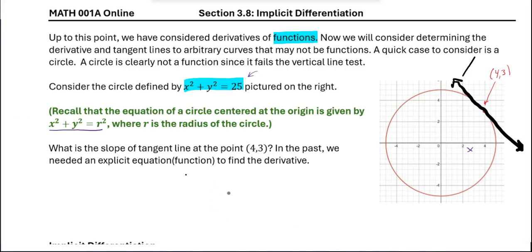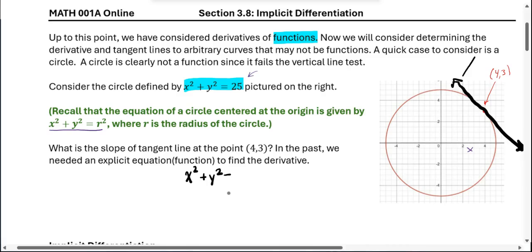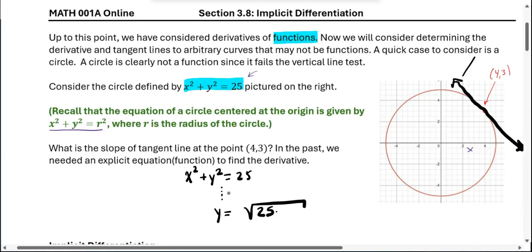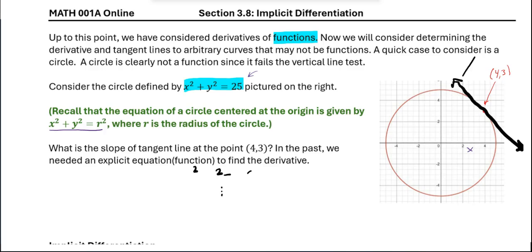In the past, we would have needed to find an explicit equation to find the derivative, meaning we would have had to solve this equation, x squared plus y squared equals 25, do some steps, and get down to y equals something. If you did that, you'd have to subtract x squared from both sides, get 25 minus x squared, and then take the square root. The problem with that is it's not a true function unless we eliminate either the plus or the minus, because it fails the vertical line test. So we would have to consider just the top half of it. We want to avoid having to solve the equation as a function and consider it in multiple parts. Instead, we just want to take the derivative of the equation as is.